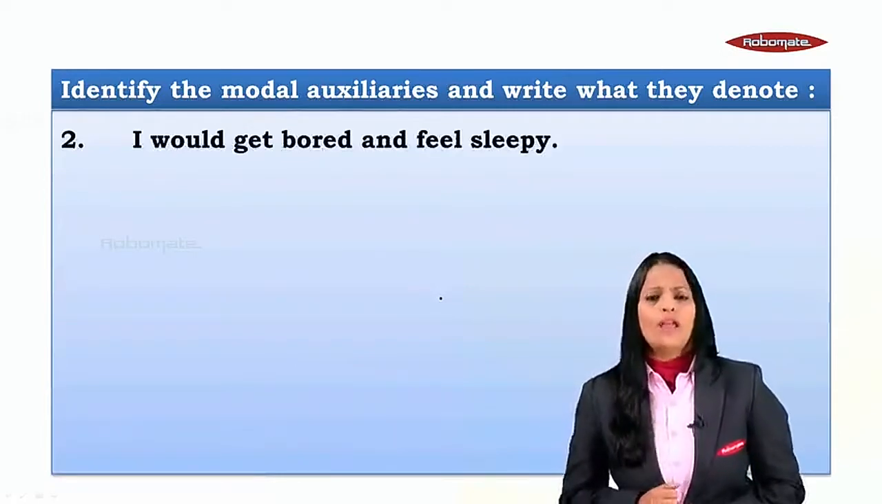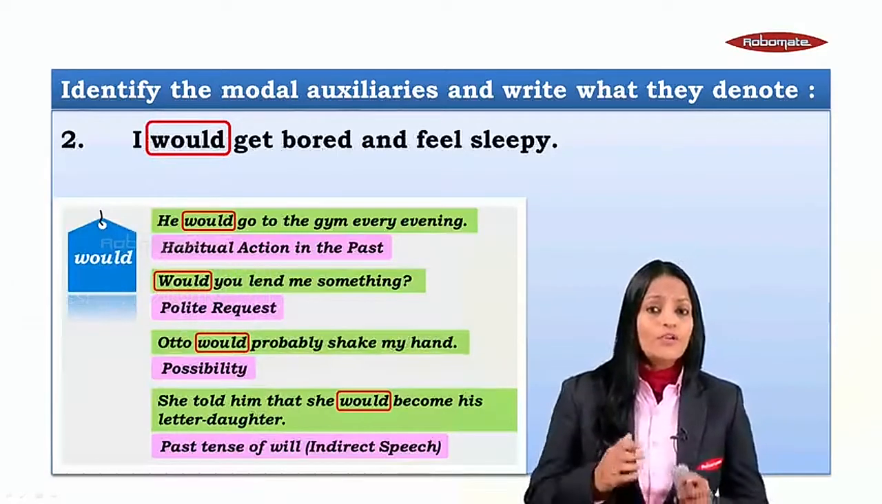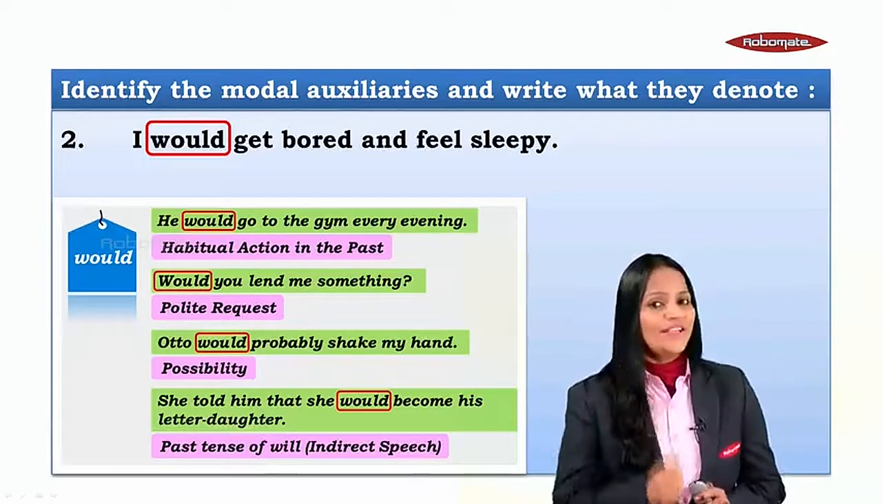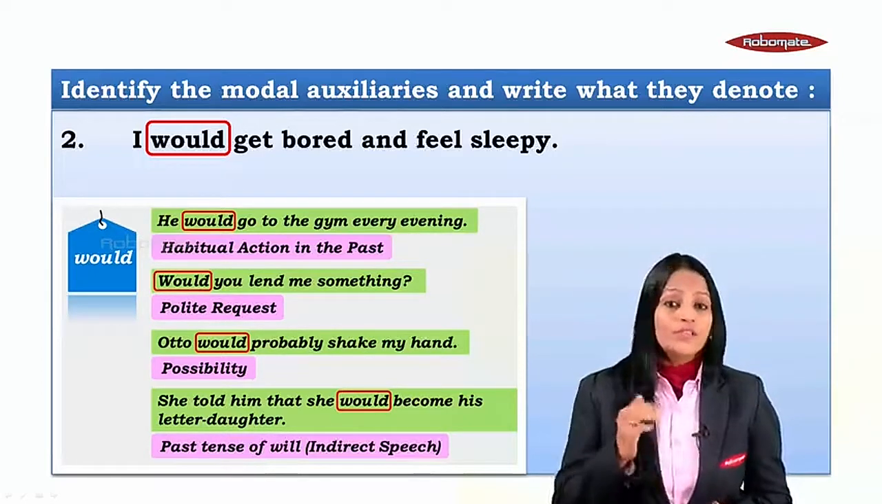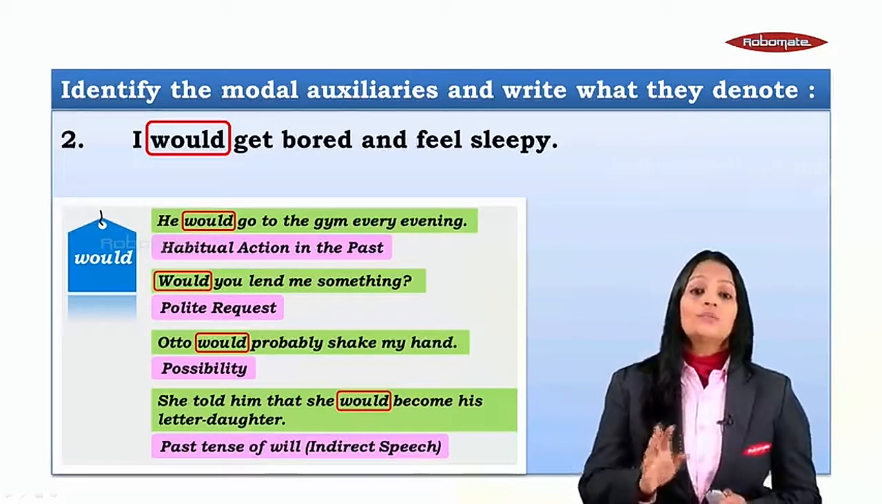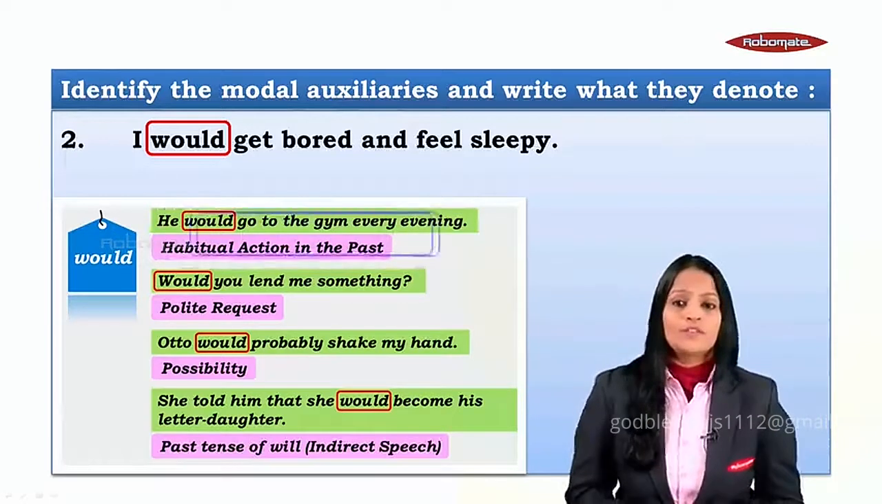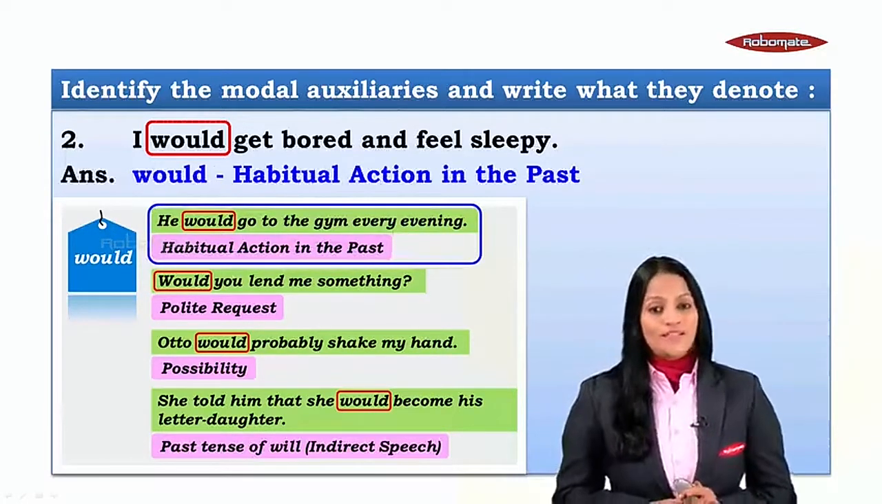Next one. I would get bored and feel sleepy. Now, look at the functions of would. Habitual action in the past. Polite request, definitely it is not that. Otto would shake hands, that is possibility. So even this is not the case here. She told him that she would, so it is not even indirect speech. That means the only thing that is possible here is habitual action in the past.